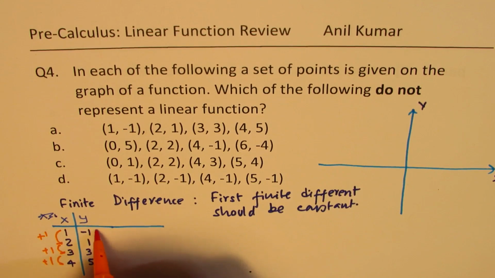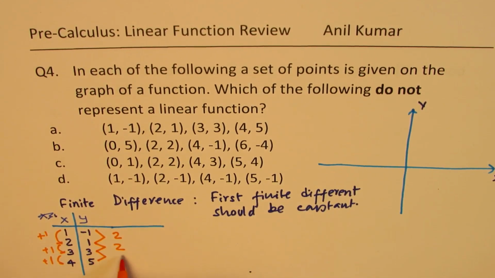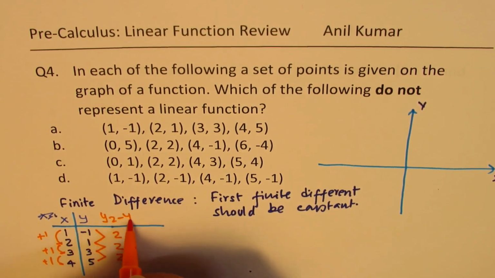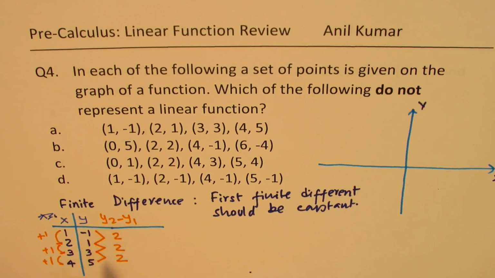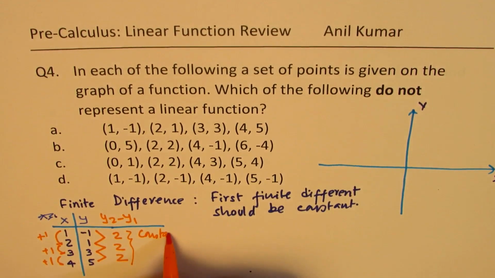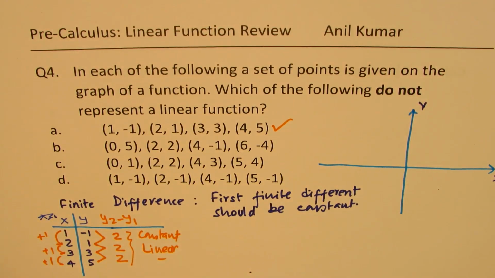On this side, how much is this increasing by? Now this is increasing by 1 minus 1, which is 2. This is also increasing by 2, and this is also increasing by 2. So what I did was y2 minus y1, and we found that this is constant. So it is linear. You understand? That is how we figured out that this is a linear function. Is that clear to you?